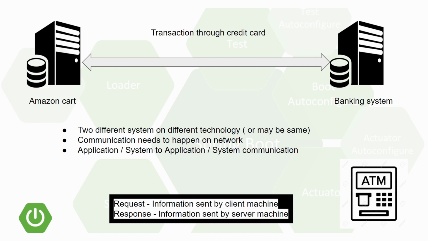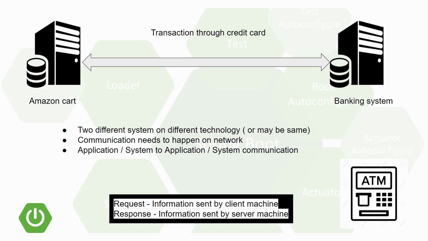So guys, you must have done a transaction on Amazon using a credit card, net banking, or debit card. Amazon is one application, and the credit card from a certain bank is another application, correct? Amazon will not have your credit card information, like how much amount is available. Your banking system will have all those details. So Amazon will make a call to your banking system for the transaction, correct? In this complete scenario, you will find there are two different systems on different technology, or maybe the same.